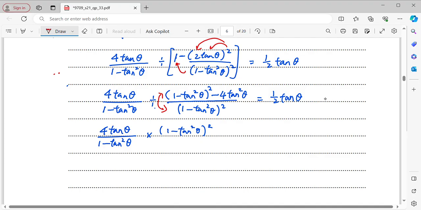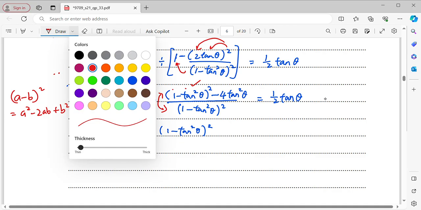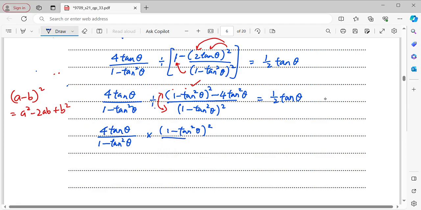For the numerator in the previous step, I need to do the expansion so that I can simplify. So you have to do the expansion using quadratic expansion, which is a squared minus 2ab plus b squared, whereby your a is 1 and the b is tangent squared theta. So now here I will be getting 1 minus 2 tangent squared theta plus tangent to the power 4 theta. These are the three terms that I obtained when I expand the square of 1 minus tangent squared theta.